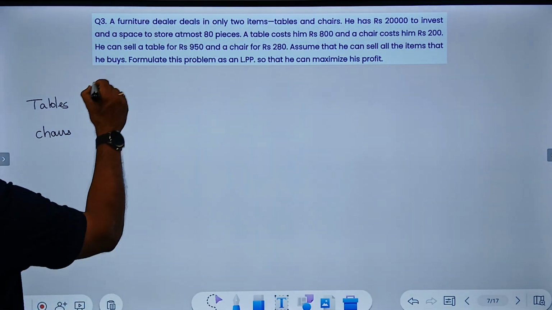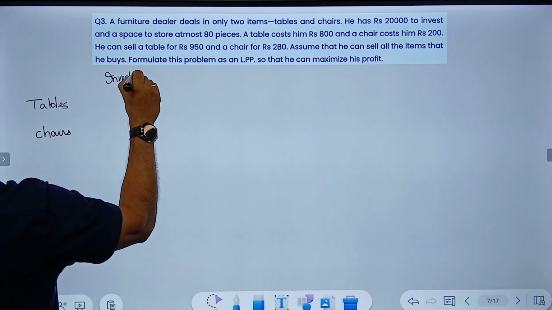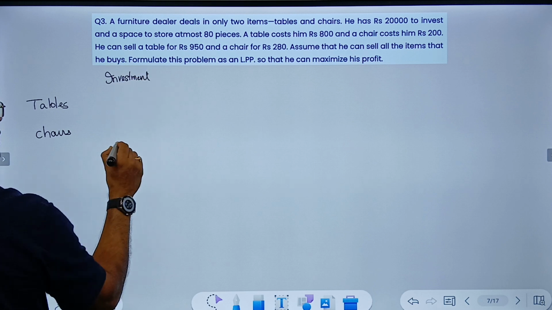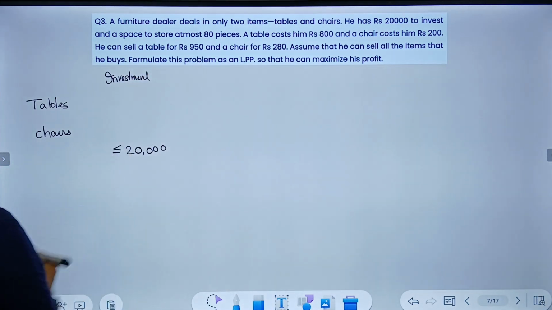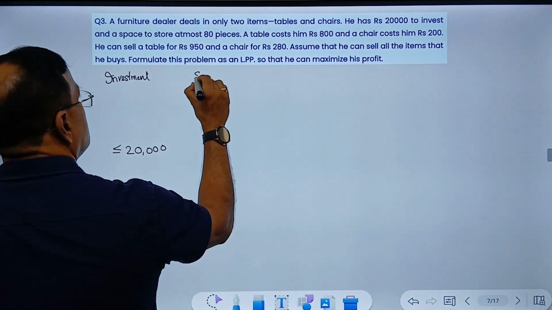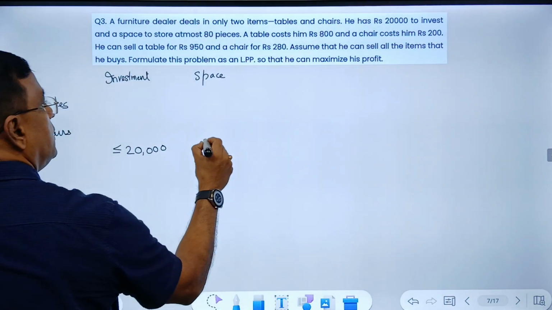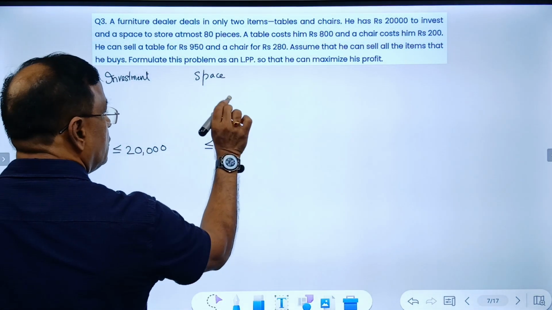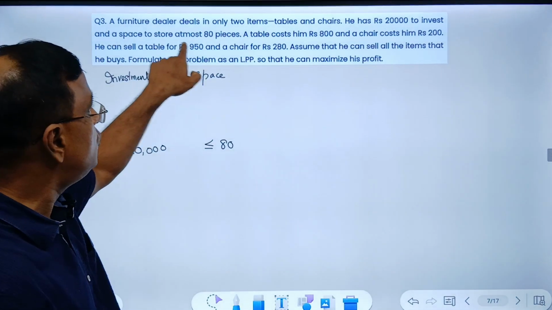So his investment cannot exceed 20,000. Not only that, the space that is required to store the item is only for 80 pieces. It cannot exceed 80 pieces. At most 80 pieces.